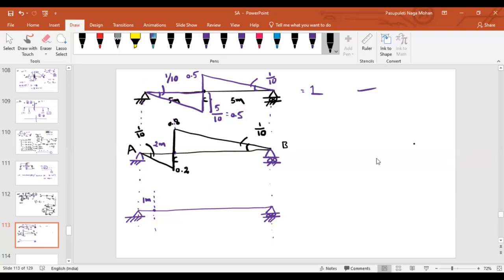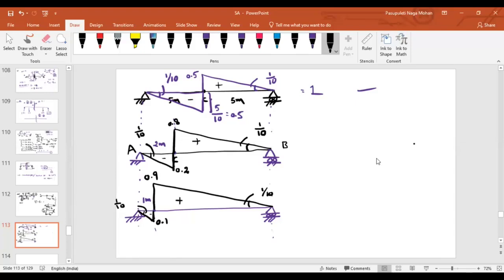Now if I consider the point 1 meter from the left side, how will the deflected shape or the ILD be? Slope will not change because the length is not changing. Here also 1 by 10, and here the slope is also 1 by 10. And what about this ordinate? 0.1 and 0.9. So below the beam, this is negative shear force, positive; negative shear force, positive; negative shear force, positive.